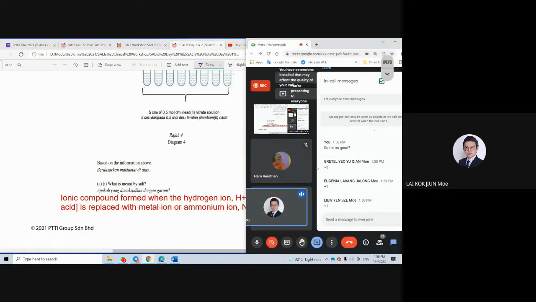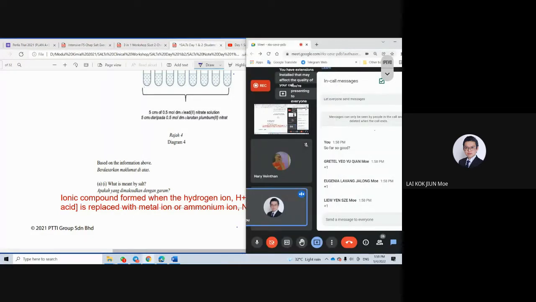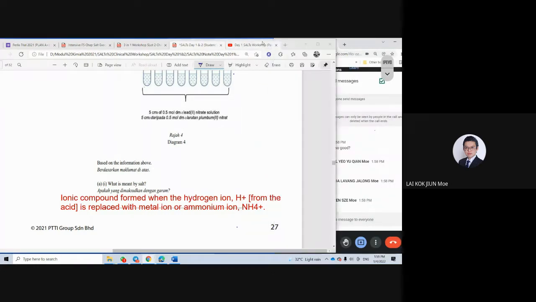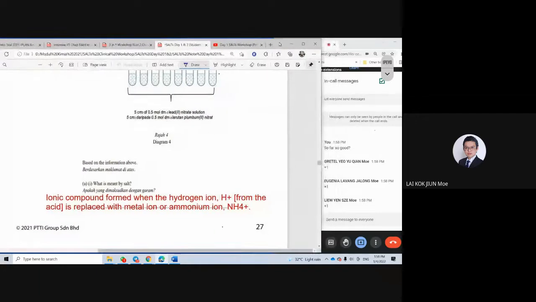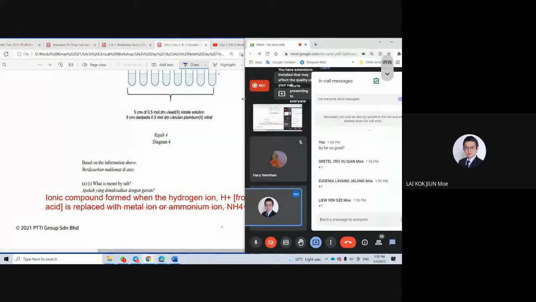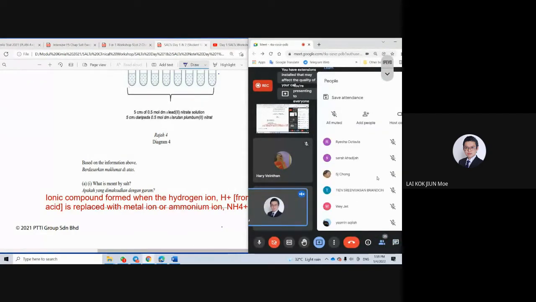Do you want to correct my answer here? Do you think my answer has a mistake for this one? Definition of the salt compound. What is the meaning of definition? Suren, are you here? I think he has an internet problem. Suren is not around already.